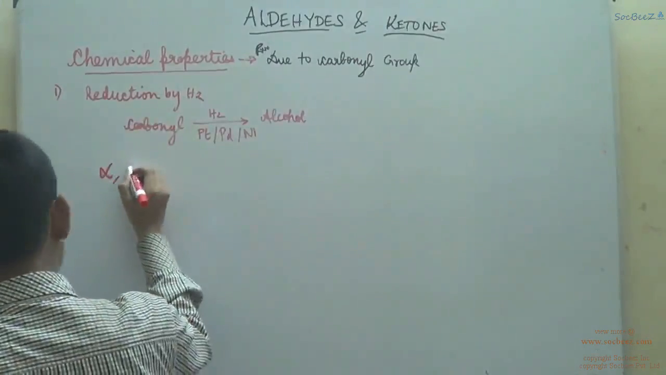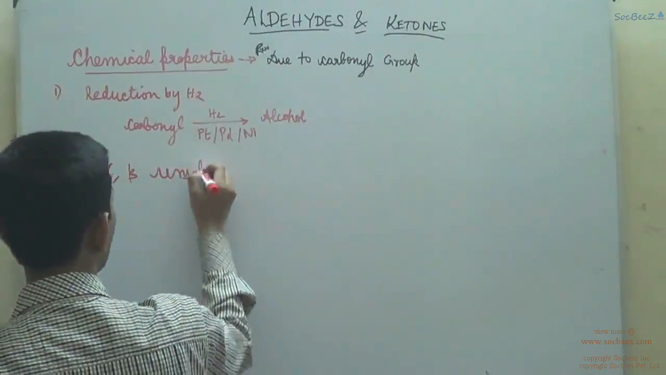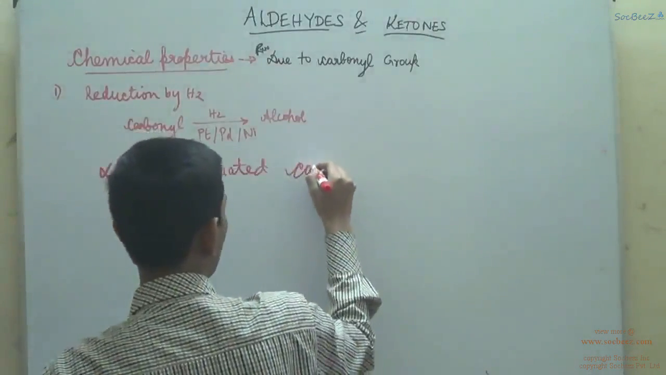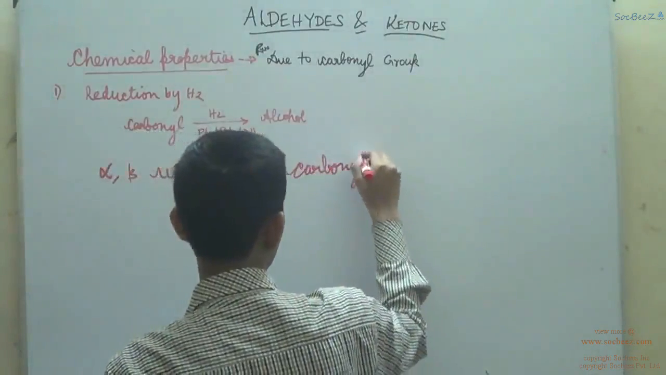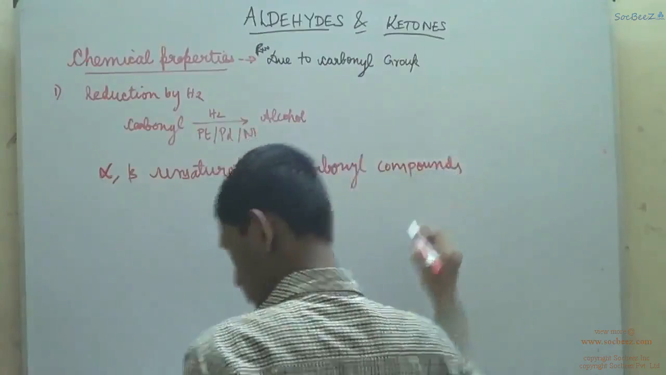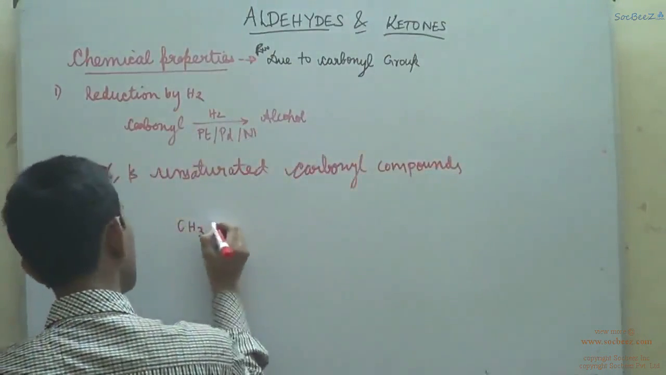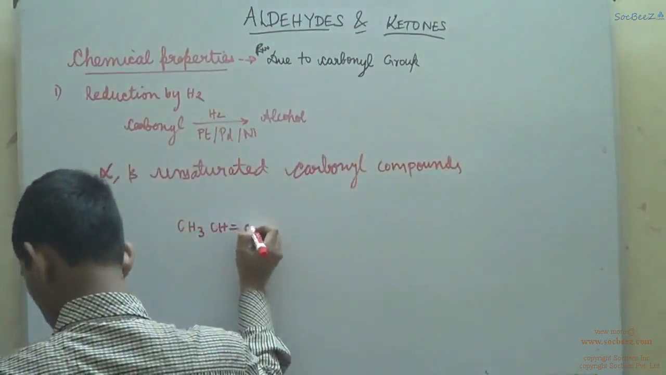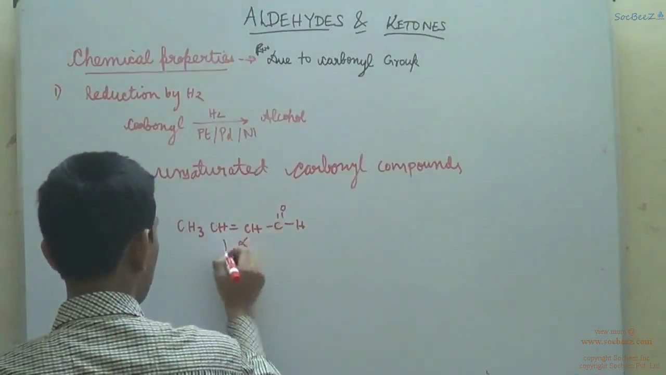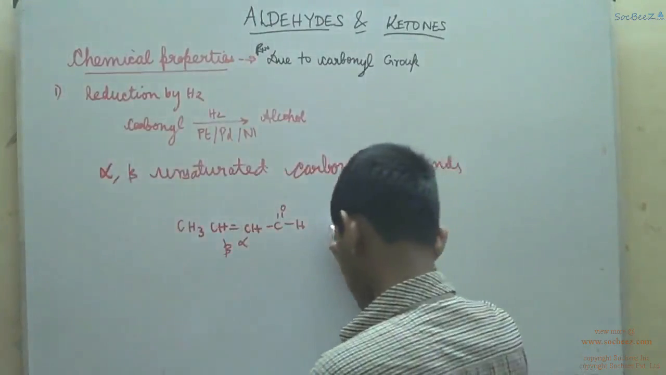So now what about alpha beta unsaturated carbonyl compounds? Okay, let me take one example. So alpha beta unsaturated carbonyl compound.